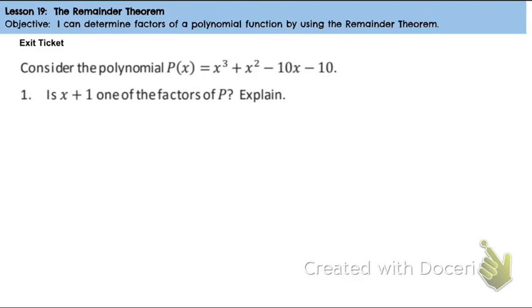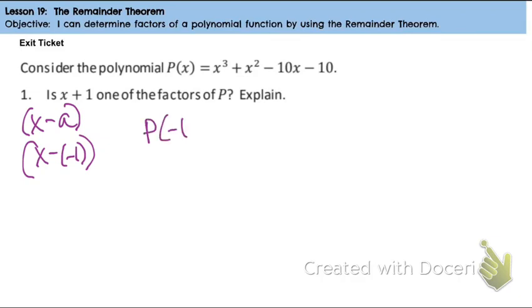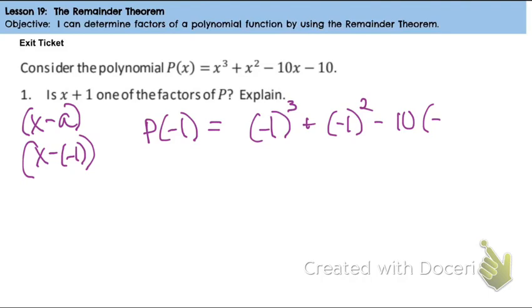Well, if it is, there will be a remainder of 0. And so this is, remember, we have that form x minus a. If that's a factor, so x minus negative 1 will give us x plus 1. So we want to figure out p of negative 1. And what we're figuring out is, if we plug this in, is it going to give us a value of 0? Because if it does, then it is a factor.